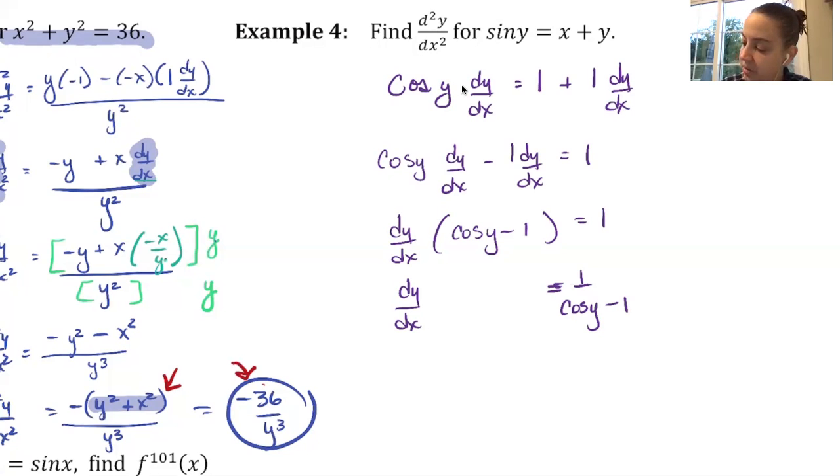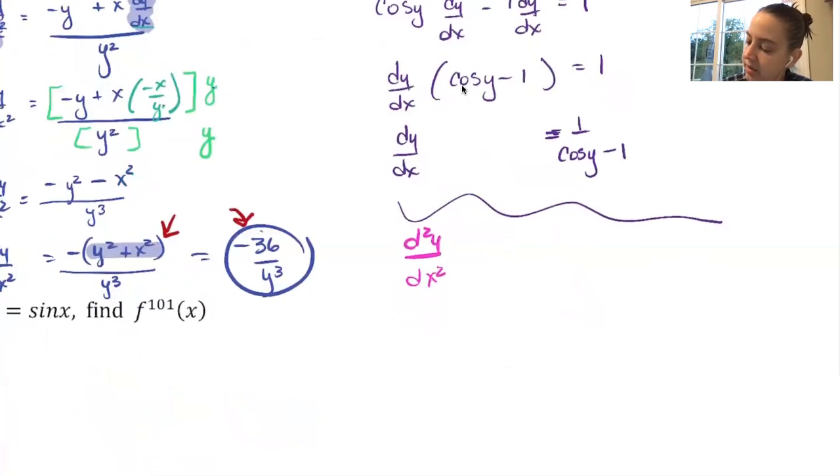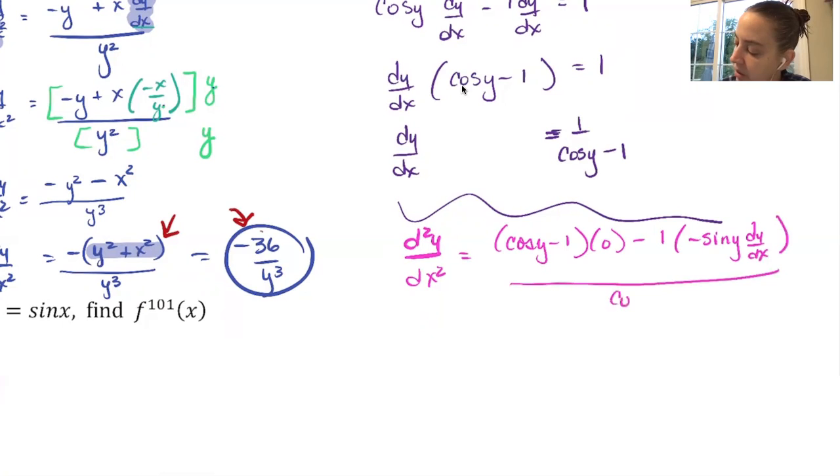Now, to get to the second derivative, instead of working to the right, I'm going to work below. So d squared y over dx squared. What kind of rule do we need here? This one is going to be a quotient rule. So the bottom times the derivative of the top, what's the derivative of 1? That's 0, minus the top times the derivative of the bottom. The derivative of a cosine is negative sine of y dy/dx, and the derivative of 1 is 0, all over cosine of y minus 1 quantity squared.